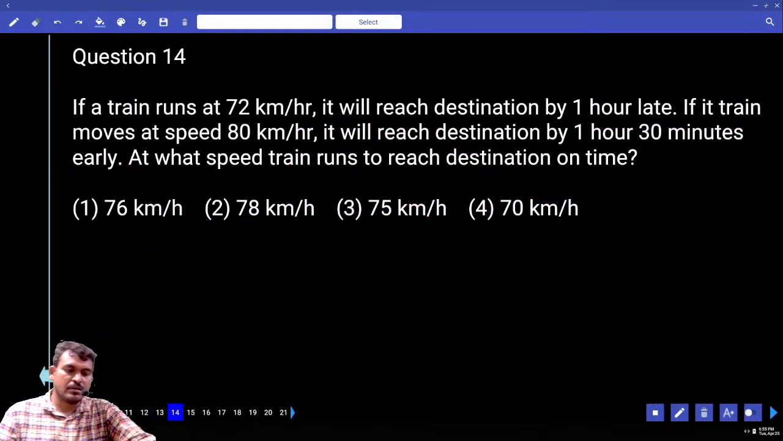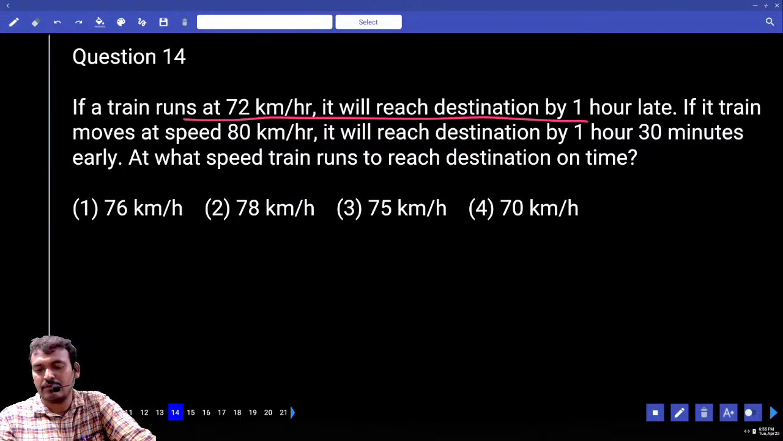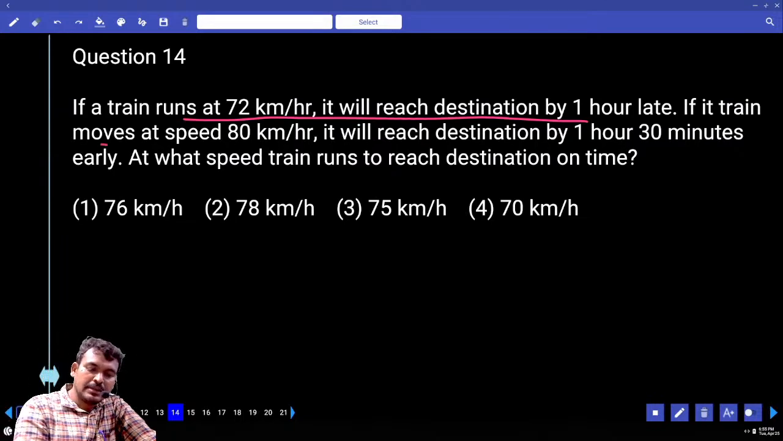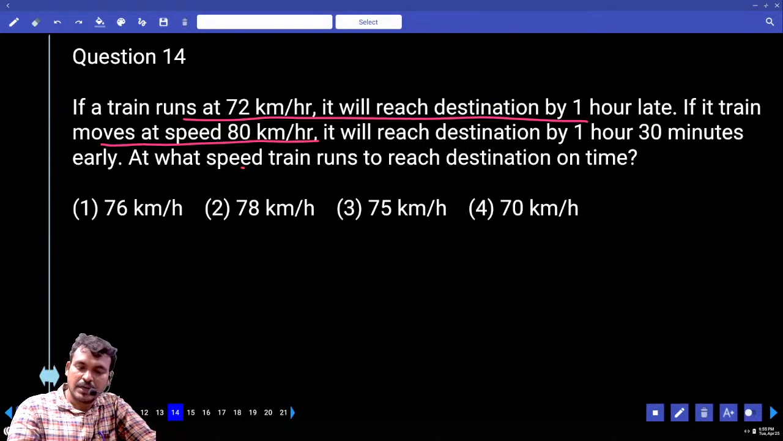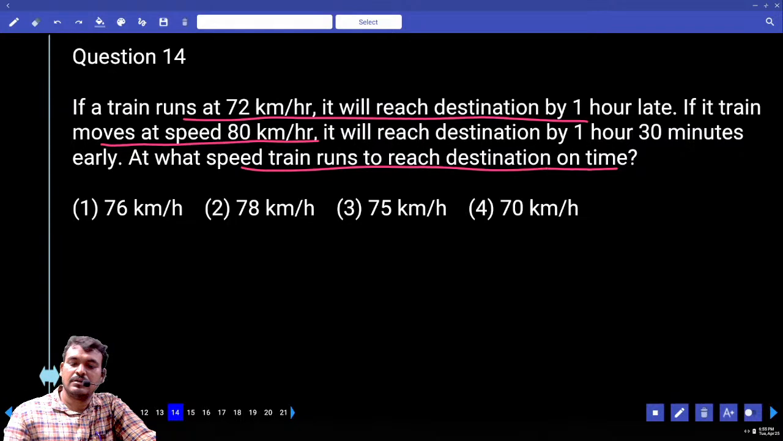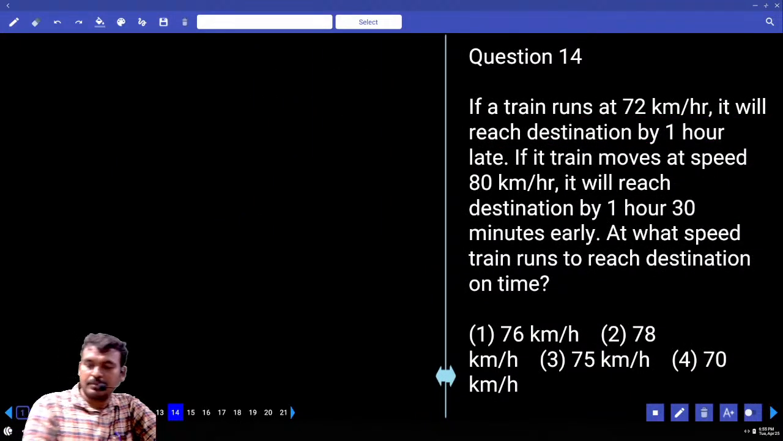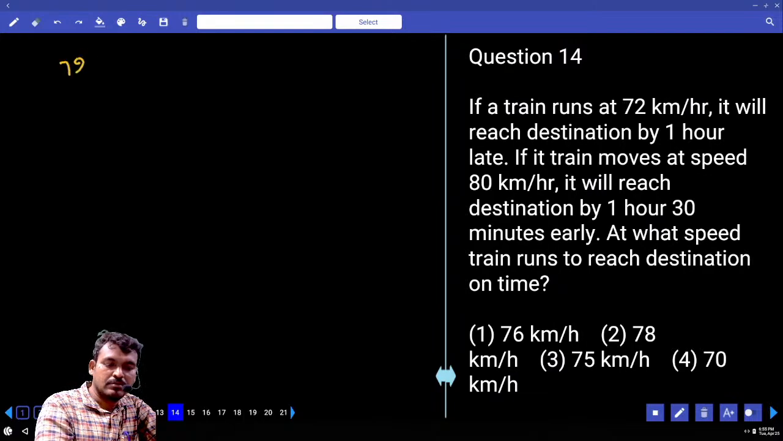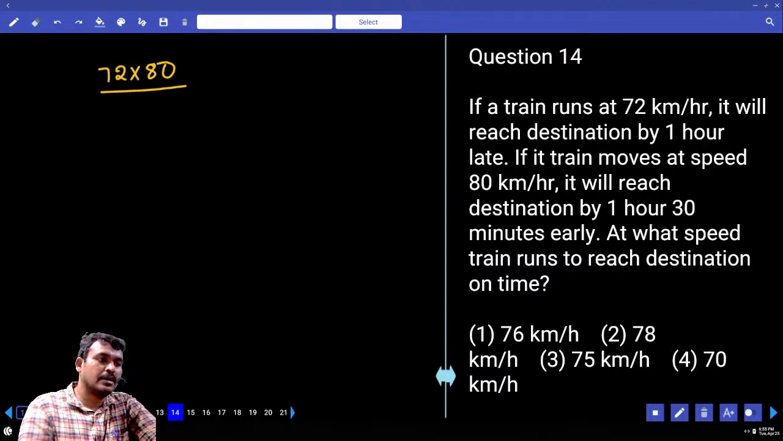Question number 14. If a train runs at 72 km/h, it will reach destination 1 hour late. If it runs at moving speed of 80 km/h, it will reach destination 1 hour 30 minutes early. At what speed train runs to reach the destination on time? For the first one speed 72, second one speed 80. Product of these speeds 72 into 80. What is the difference of these speeds?